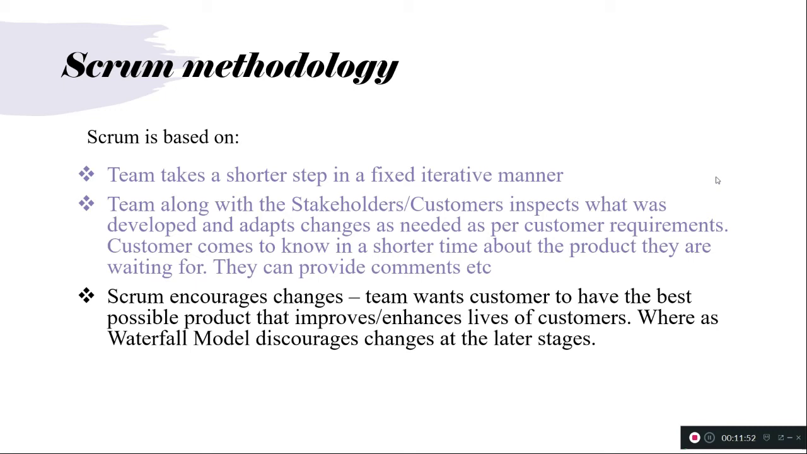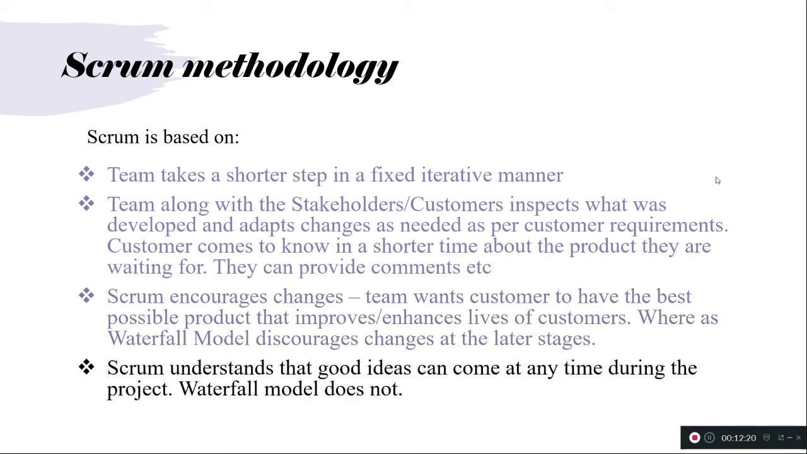At the end of the waterfall model, when we are going to the implementation, we can't make any changes, because we have done 6 months to 1 year of effort to implement the feature. So we can't easily make the changes. The change control board is there in waterfall methodology, and they strictly follow the change control process. Scrum understands that a good idea can come at any time during the project. The waterfall model does not. As we already discussed, Scrum accepts the changes.